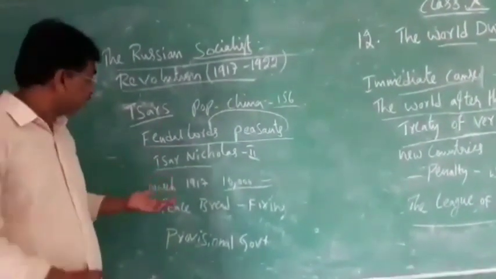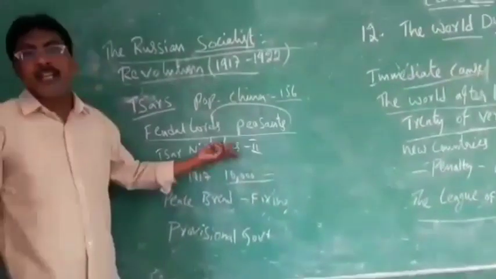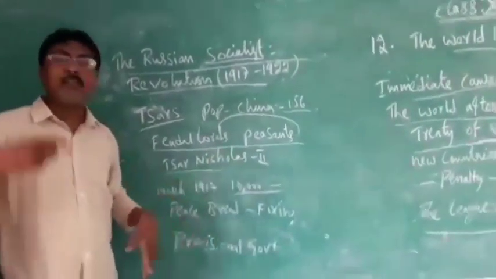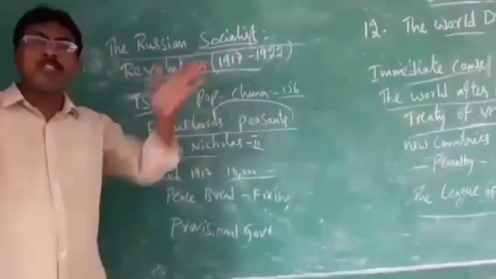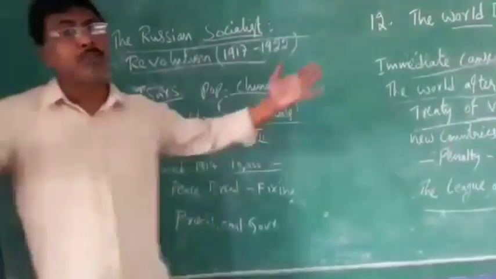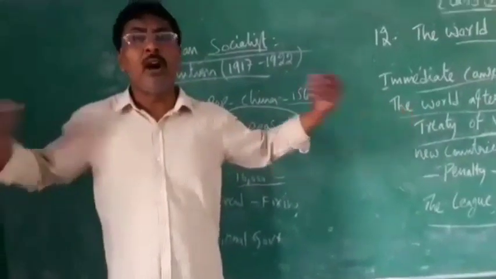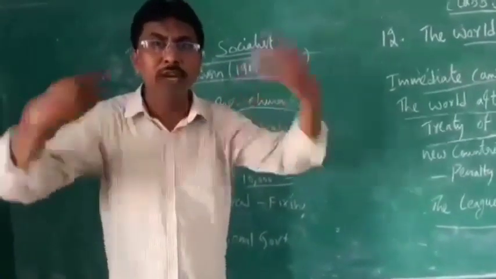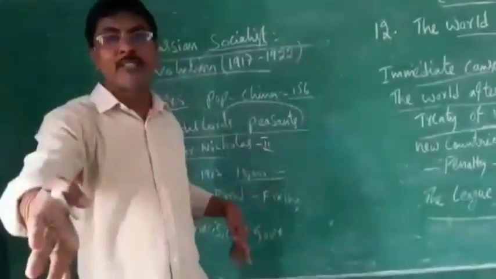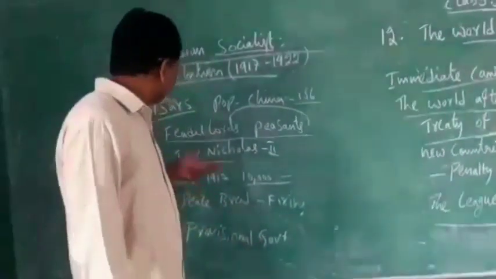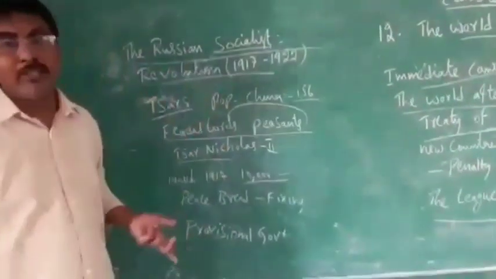Why? Because Nicholas II had ordered to fight and stop this revolution, but a lot of people joined in this revolution. By seeing these people, the army also joined in and supported these people. So like that, Nicholas went off from that place.